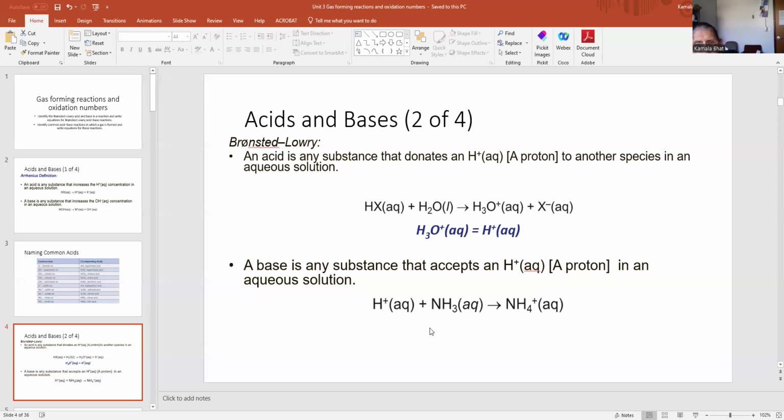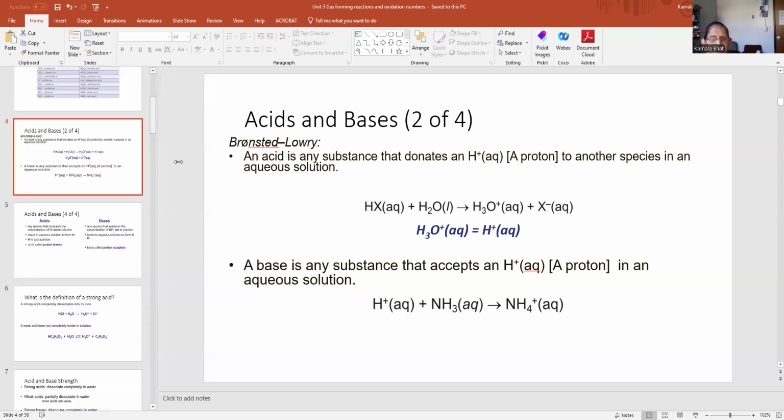Another example shown below is that of ammonia in water. When we dissolve ammonia in water, it accepts a proton and becomes NH4 plus. Therefore, NH4 plus is the acid and NH3 is the base. Remember, when you are comparing them, all elements must be the same in the acid and base, and they must just differ by a proton.